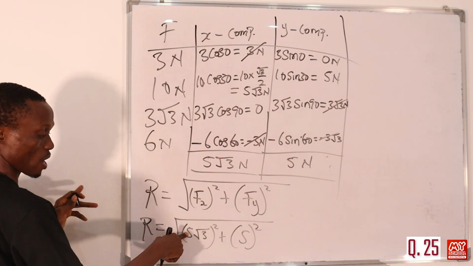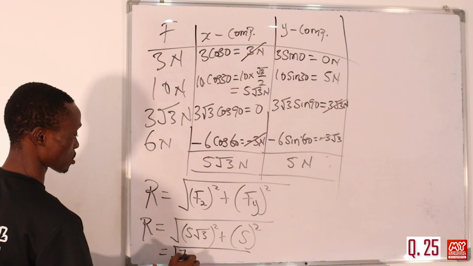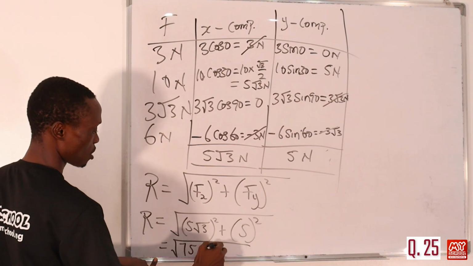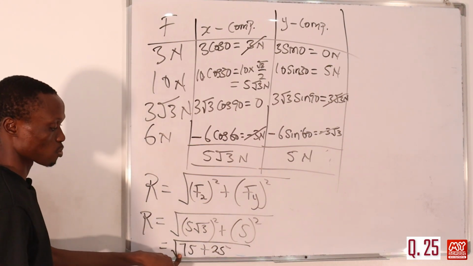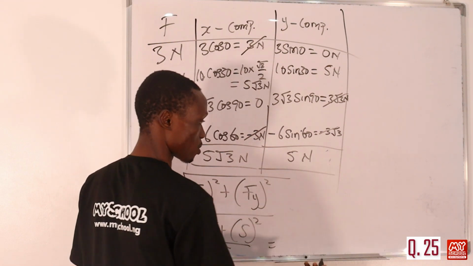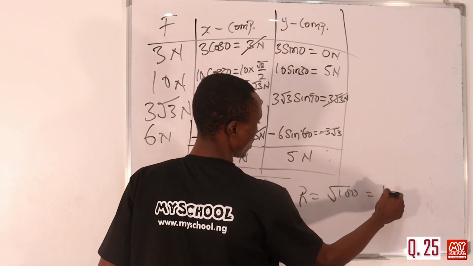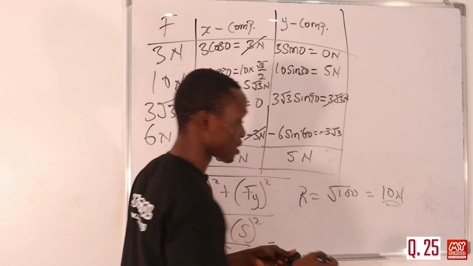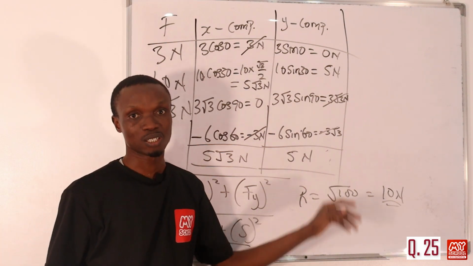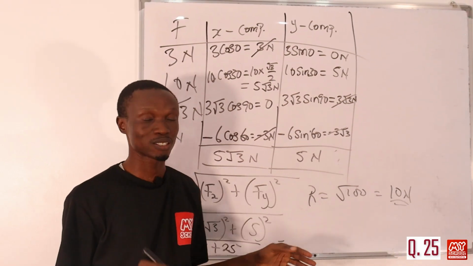Okay, so this raised to power 2 is going to cancel this root out, but it's going to square this, so that we'll be having 25 times 3, and we still have our root sign, that will be equal to 75, and 5 squared is going to give us 25. So you'll be having 75 plus 25, and 75 plus 25 is equal to 100. And the square root of 100 is equal to 10 Newton. So the resultant of the 4 forces is equal to 10 Newton. So that is just how to resolve forces and get the resultant.